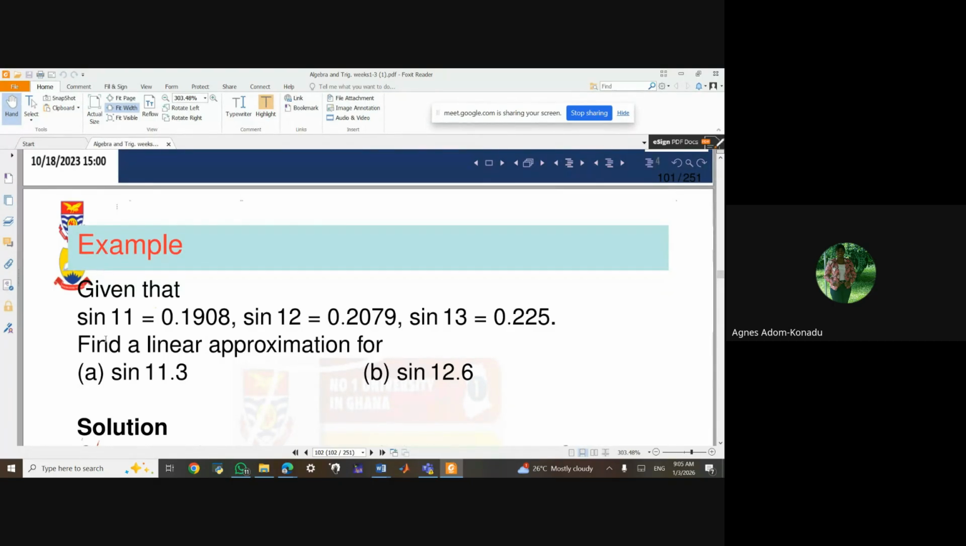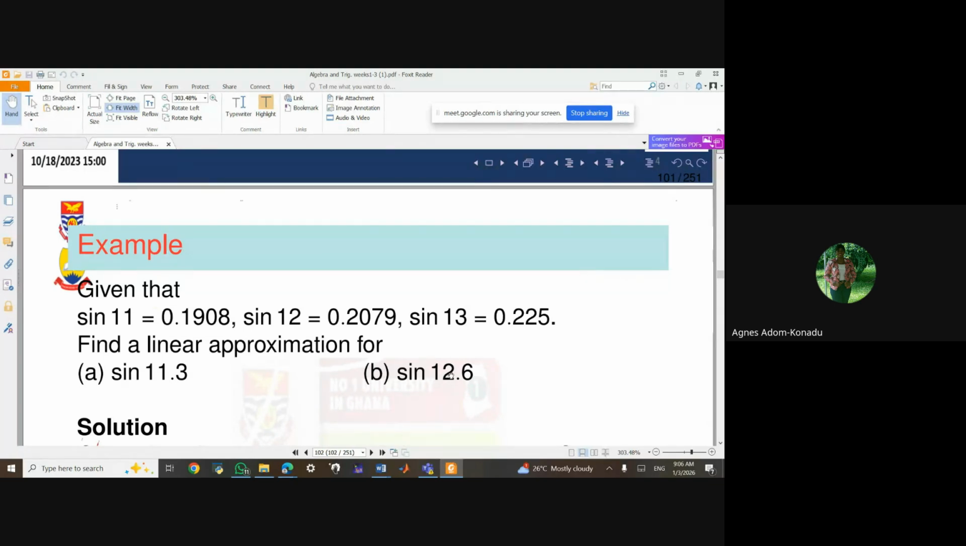Objective, no, I don't think something like this. When you use your calculator, you're going to get the answer that we've gotten here. But assume you don't have a calculator and you have this point. So I want you to make use of the thing you just learned. Are you okay, Gifty? Yes, madam. I want you to get a linear approximation, a linear function, and then you use it to solve sine 11.3 and sine 12.6.